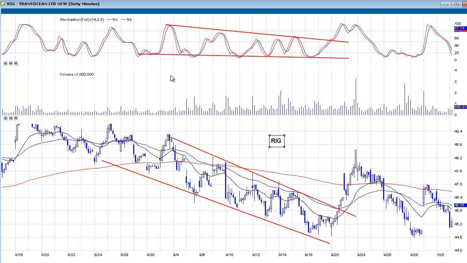All right, here we have Transocean, RIG, and I didn't take this trade. In my research, I write down stocks that I put in my notebook, and I come back to them, and I wanted to use this. It's a good example. As you can see, the recognizable channel, the coiled stochastics.